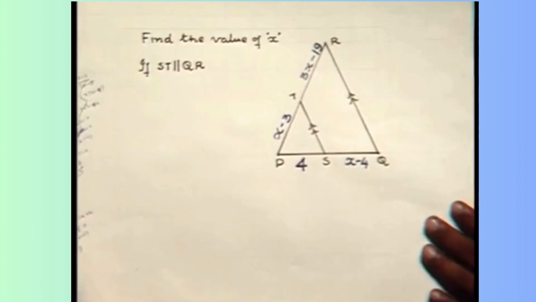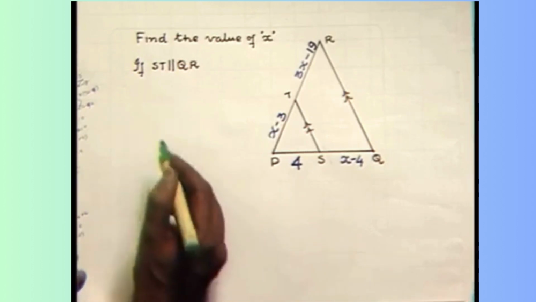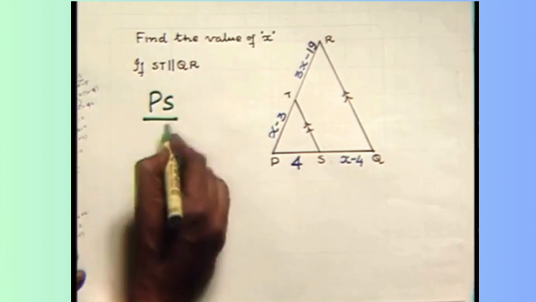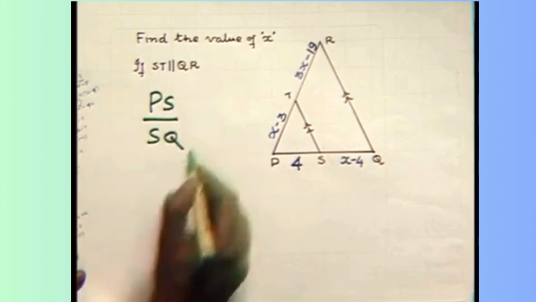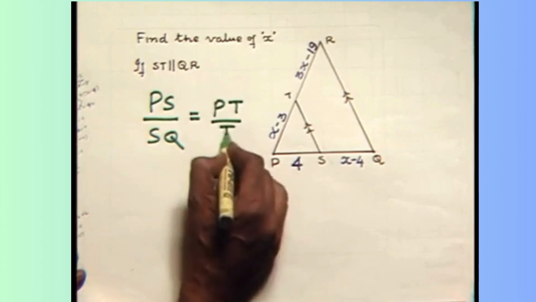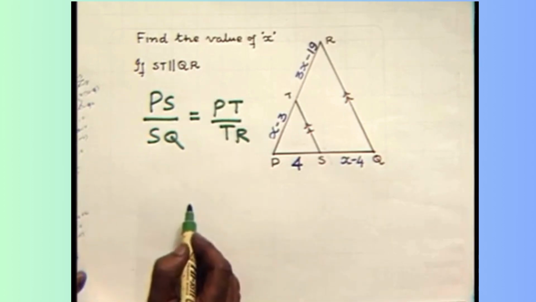Now let's have a look at another problem. Here in this problem, triangle PQR is there and ST is the line which is drawn parallel to QR. So by Thales theorem, we can say that PS upon SQ is equal to PT upon TR. And here we are supposed to find out the value of x.